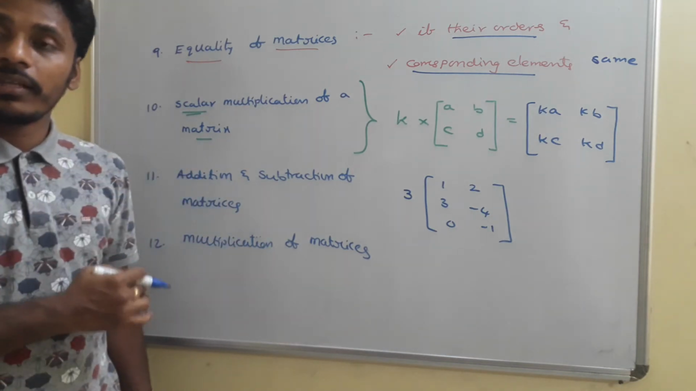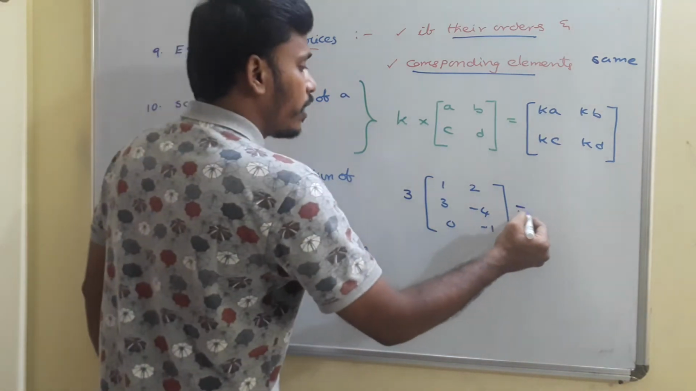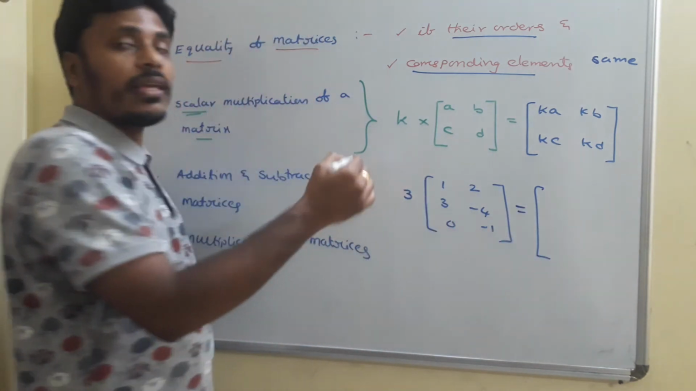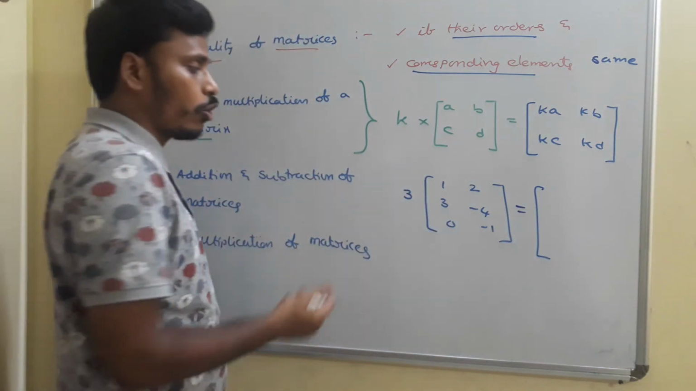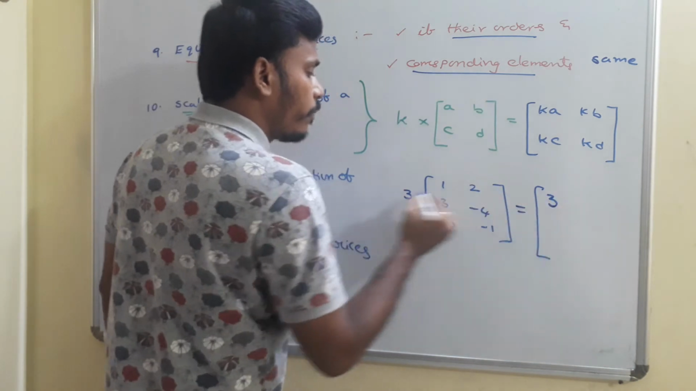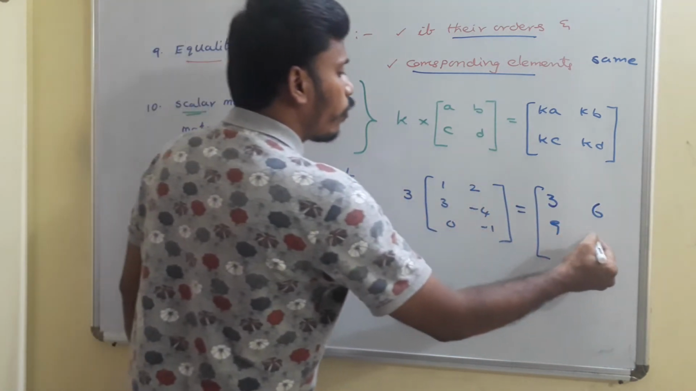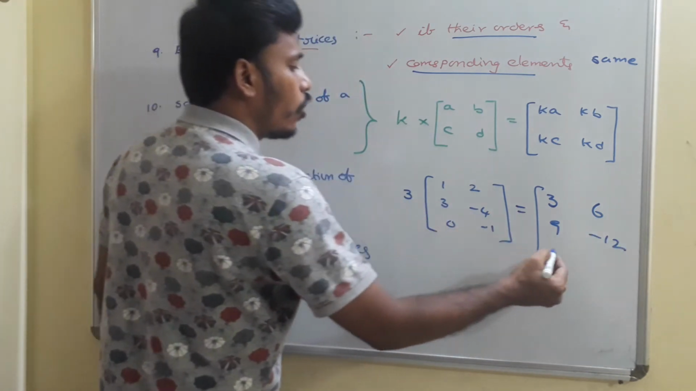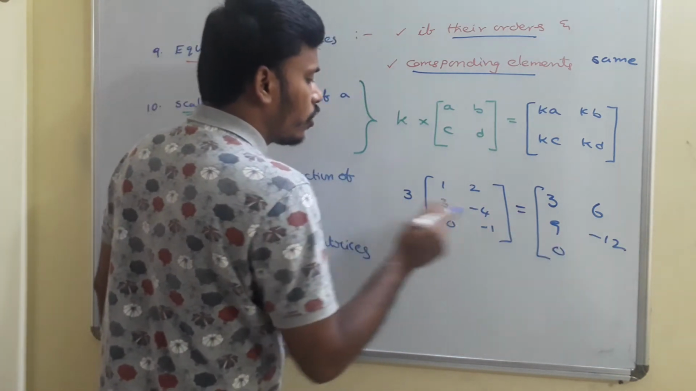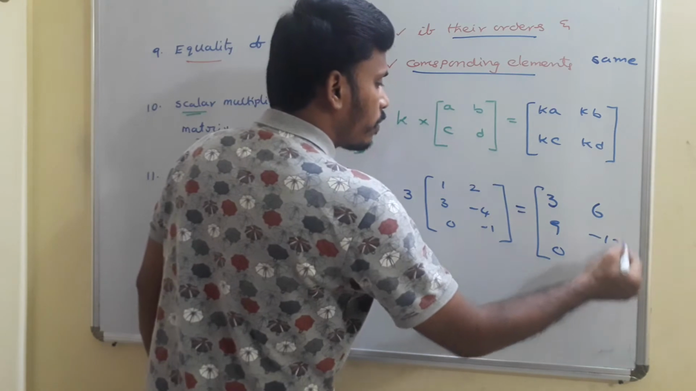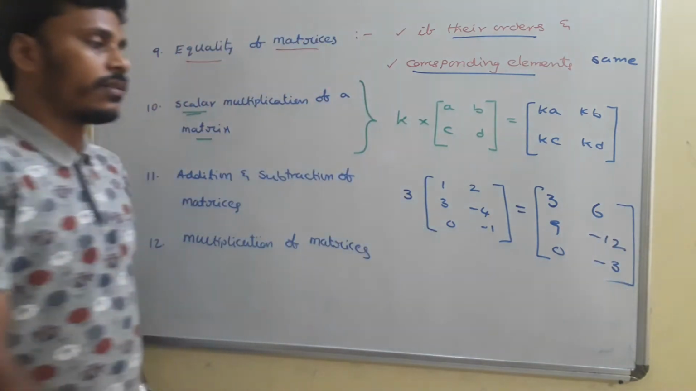Since we are multiplying this number with that matrix, you need to multiply each and every element with that particular 3. So 3 into 1 is 3, 3 into 2 is 6, 3 into 3 is 9, 3 into minus 4 is minus 12, 3 into 0 is 0, and 3 into minus 1 is minus 3. Okay, that is the task.